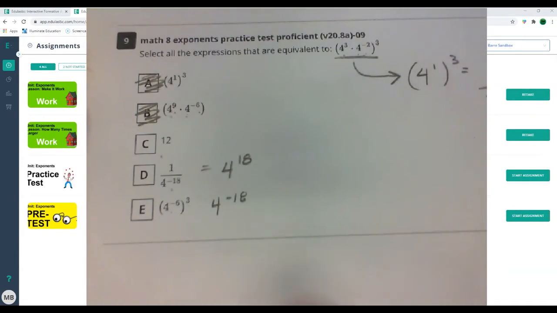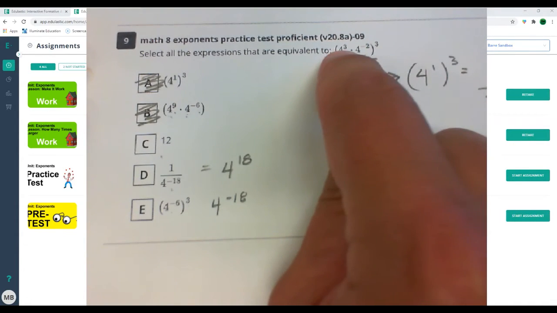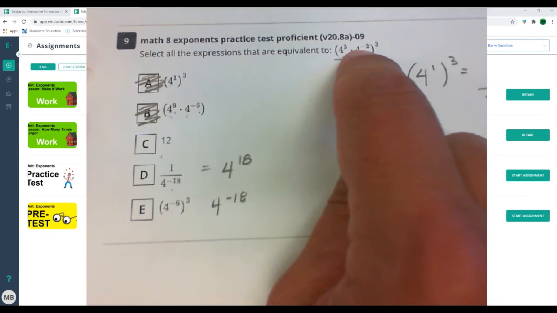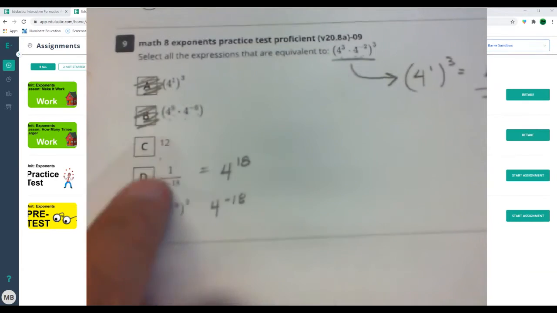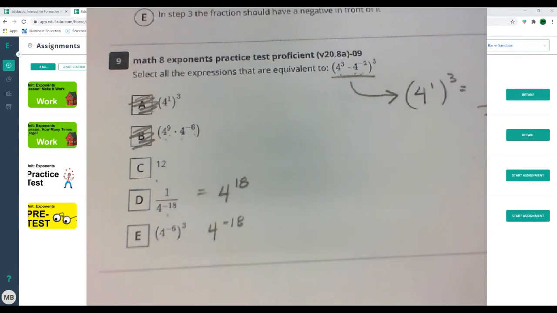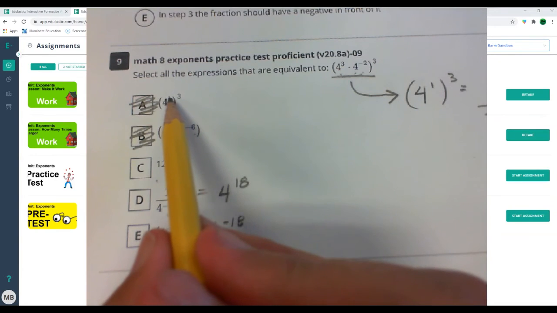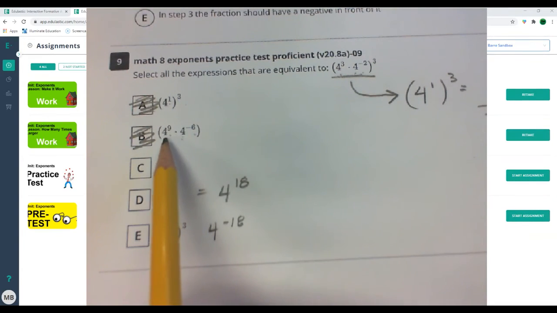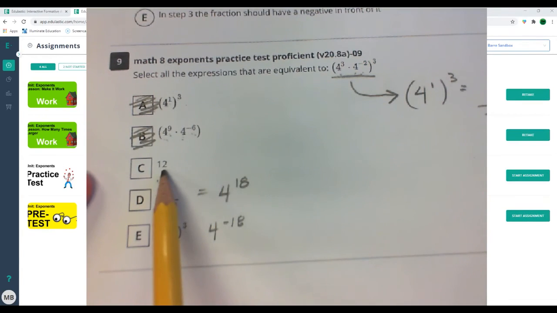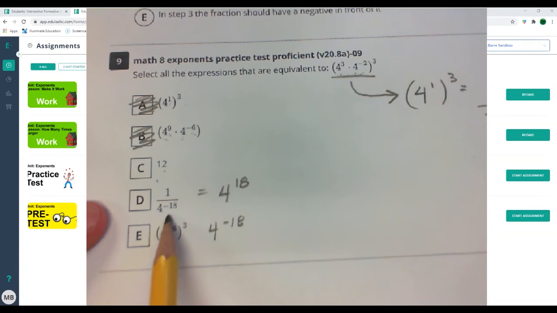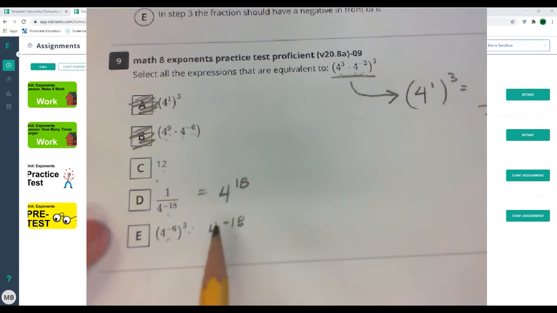And now we're going to match this expression up with these expressions. So what I did here, I did a base add. So 3 minus 2 gives me 4 to the first. 4 to the first to the third is just 4 to the third. So which of these expressions is the same as 4 to the third? Well, that's 4 to the third, right? 1 times 3, 4 to the third. Base add the exponents. 9 minus 6, 4 to the third. 12 is not the same as 4 to the third. 1 over 4 to the negative 18 is not the same as 4 to the third. And this would be a power multiply, which would be 4 to the negative 18, which is not 4 to the third.